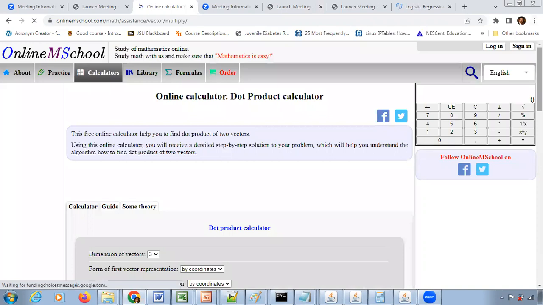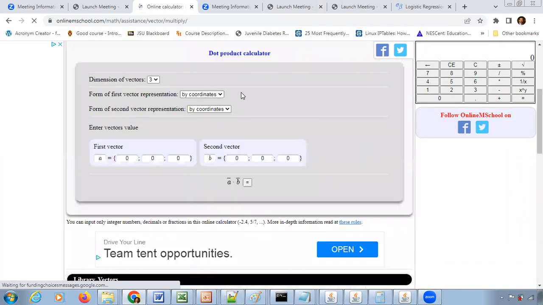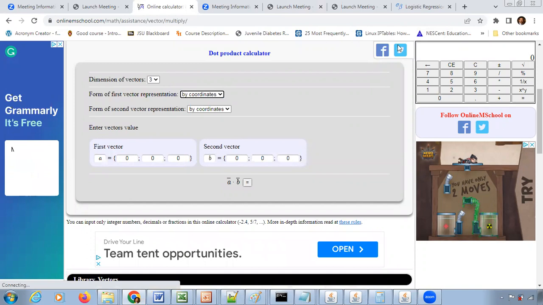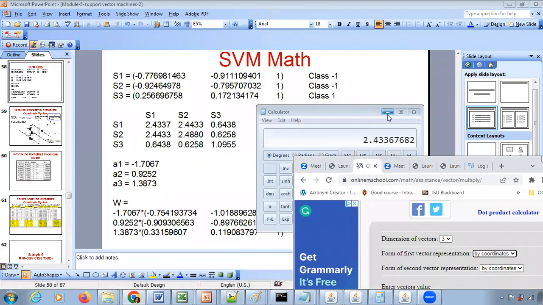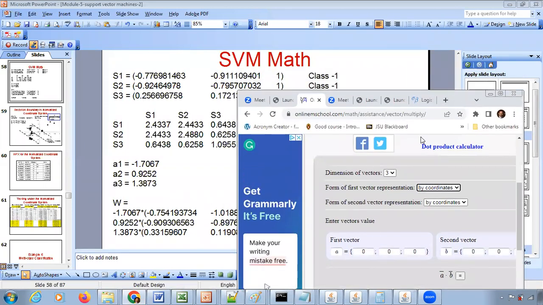What you can do is choose the number of dimensions, and here we have 3, and we'll use the form by coordinates. That's good enough, and you can enter and see. Of course, you can use a calculator, but typing the numbers into the calculator will be quicker. But if you want to avoid any errors, we can use this. Of course, you have to type the numbers here as well.